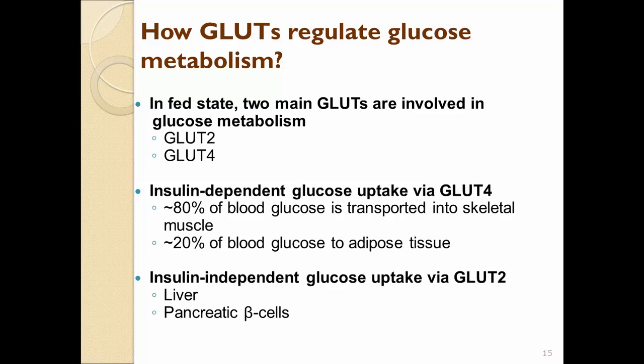Is that the only one that's really sensitive to insulin? You mean group 4? Yes. The other ones aren't. The other ones are not. Okay. So this also helps to raise blood glucose level, right? You don't want to take up a lot of glucose in the muscle, so more glucose remains in the circulation.